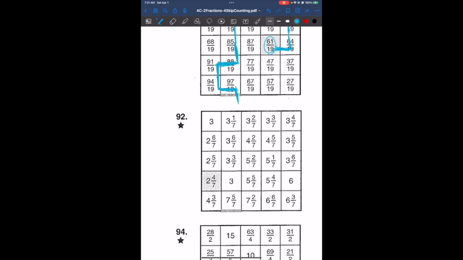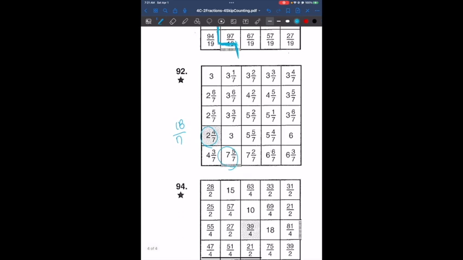Now we have problem 92, which again uses mixed numbers. We want to start with 2 4/7. That can be written as 18 over 7. And we exit through 7 and 5 over 7, which is 54 over 7.